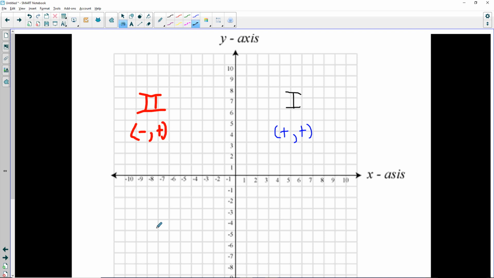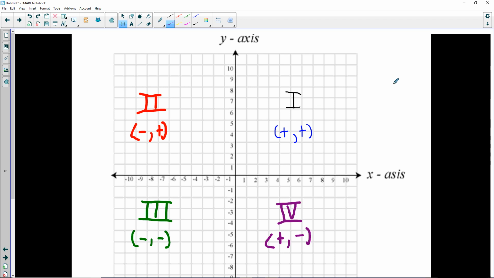Moving down to the bottom where we have quadrant 3, not sure why I got black, that's not the color I wanted. Let's go with green. In quadrant 3, we will notice that our points, our y and x, are both always negative. Moving over to quadrant 4, our x coordinate is always positive and our y is always negative. And this was just a quick review of the Cartesian plane.